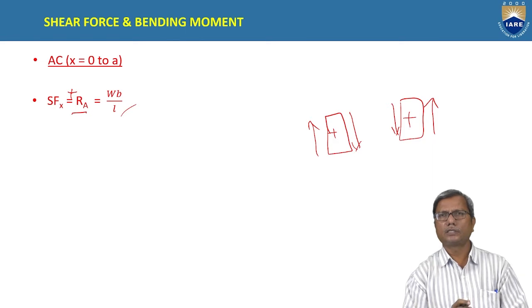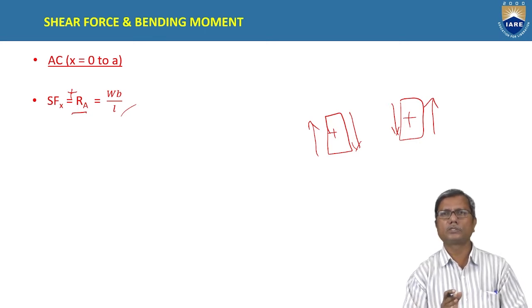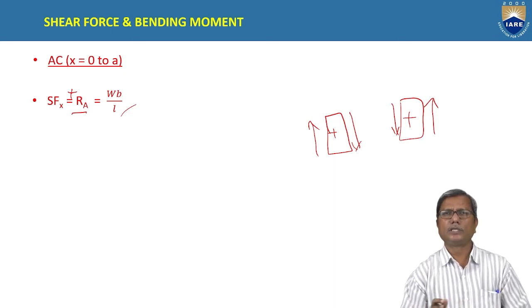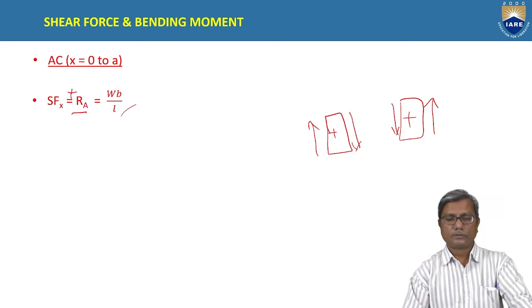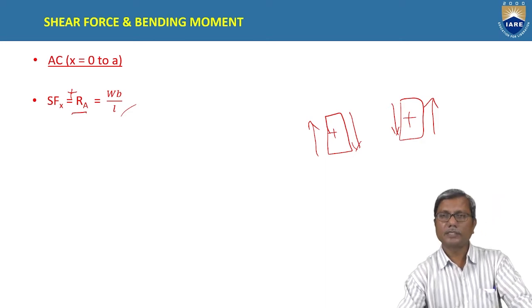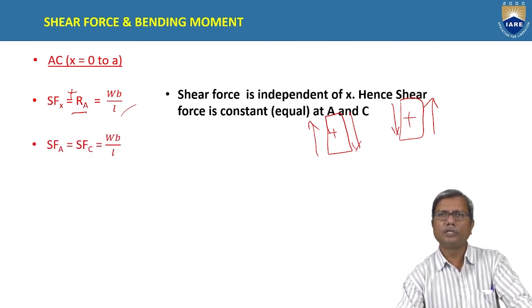So we can say in other words, if there is no load between any 2 points, then between those 2 points, the shear force remains constant. The shear force remains the same between those 2 points. So we can conclude this when there is no load between any 2 points along the beam. Now, that means the shear force at A and the shear force at C are equal to WB by L.